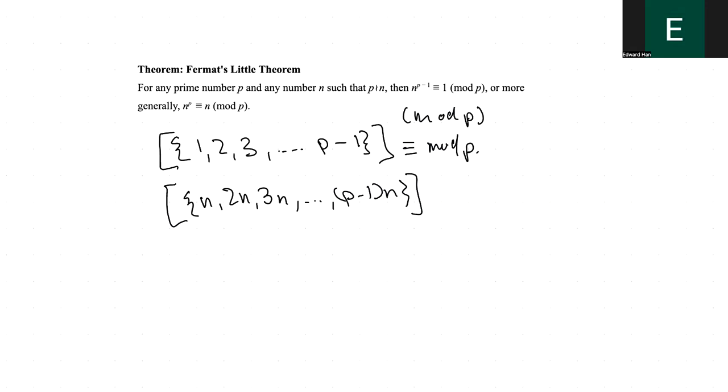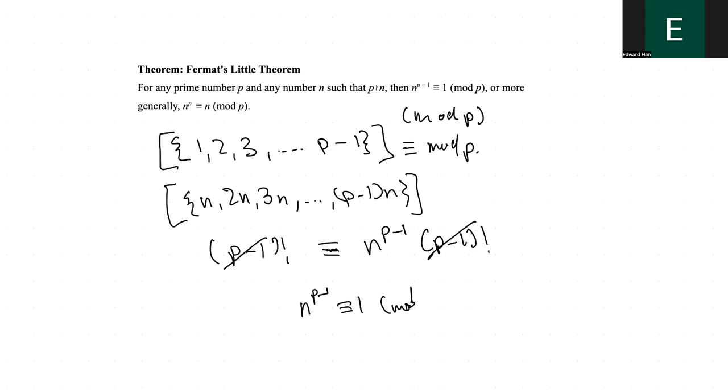And so we can show these are equal, and then we're going to take the product of all these terms. So for the first part, we get p minus 1 factorial. For the second, we get n to the p minus 1th power times p minus 1 factorial. And these two are congruent because we multiply the same residues together, so their product should be the same, or at least congruent. And so then we can cancel out p minus 1 factorial since it's not congruent to 0, and you get n to the p minus 1 is congruent to 1 mod p.